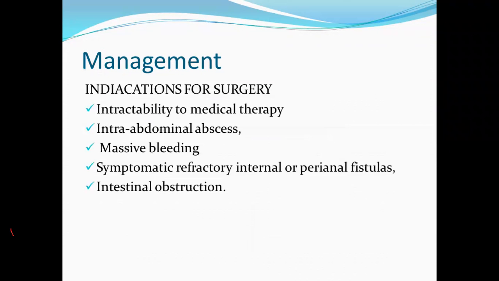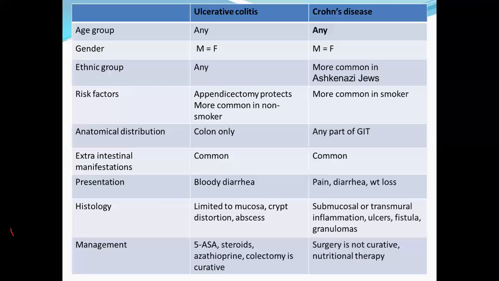When do we do surgery, or when is surgery done for a patient with Crohn's disease? When the patient is presenting intractability to medical therapy, when there's an intra-abdominal abscess that cannot be cured or resolved by antibiotics, when there's massive bleeding, when there's symptomatic refractory internal or perineal fistulas, when there's intestinal obstruction.